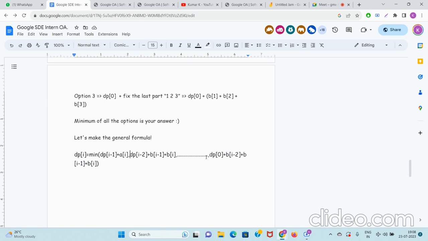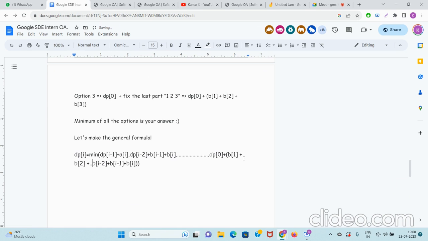Continuing like this, till dp of 0 plus... He did not write it properly either, no problem. This part you should separate, Nayan. Okay, b of I till b of 1 you will add. Okay, b of 1 plus b of 2.